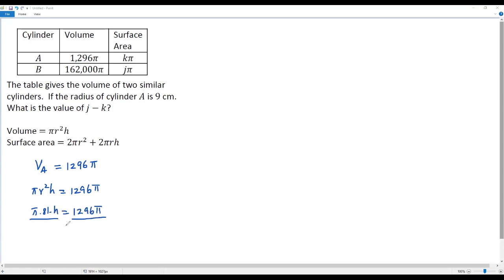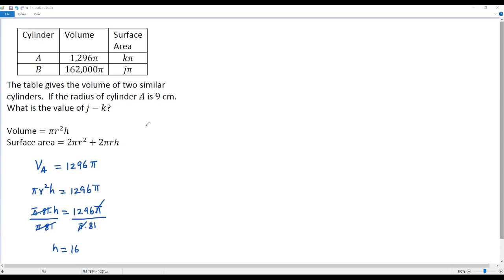Let me divide both sides of the equation by pi times 81 to solve for h, that is the height of cylinder A. Here pi times 81 will cancel out. Here pi and pi will cancel out. Then h equals, when I divide 1296 by 81, I am getting 16. I got the height of cylinder A, that is 16. Already we have the radius of cylinder A, that is 9. Now we can use this formula to get the surface area of cylinder A.